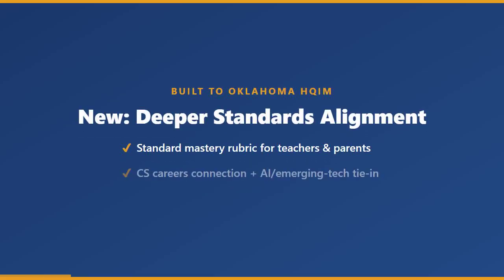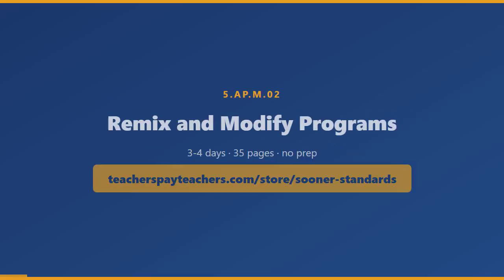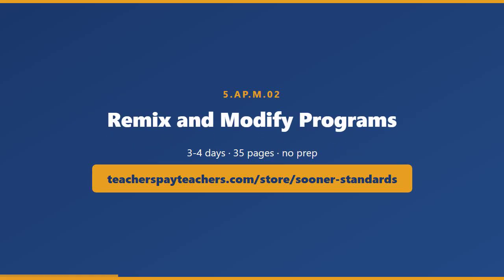Plus a 12-question assessment with answer key, group and individual activities, vocabulary puzzles, a family letter, and a certificate of achievement. That's 3 to 4 days of no prep, HQM-aligned instruction across 35 ready-to-print pages.